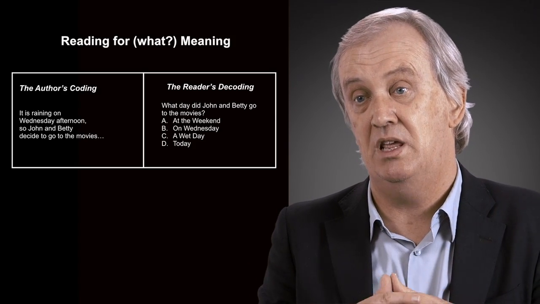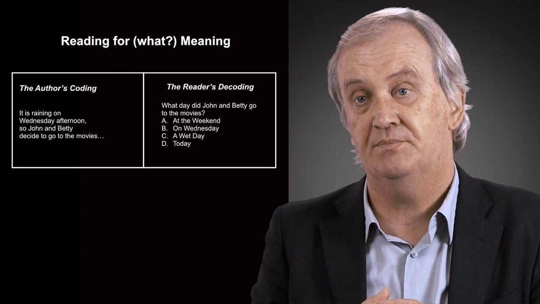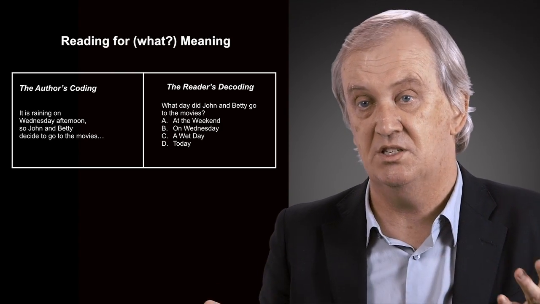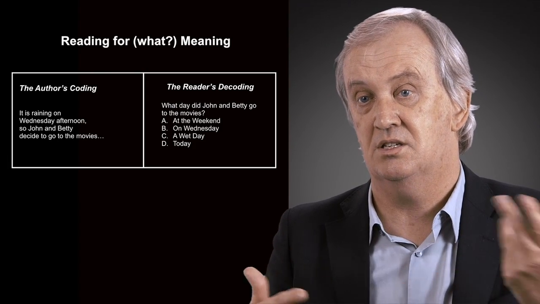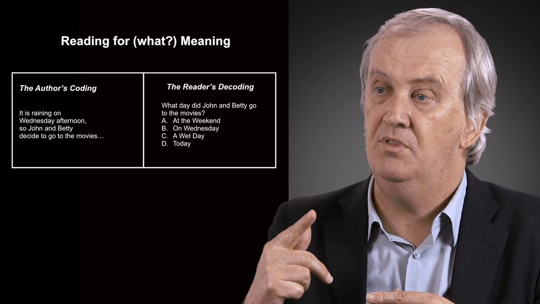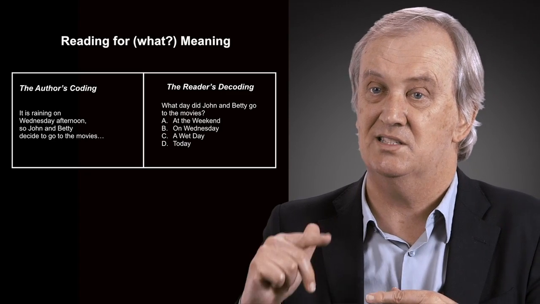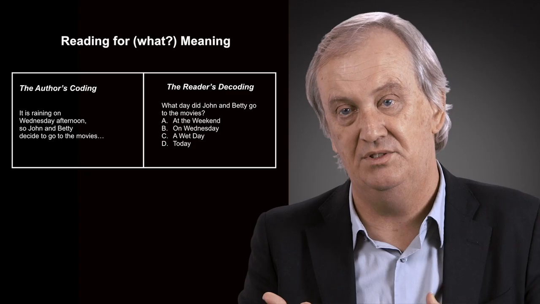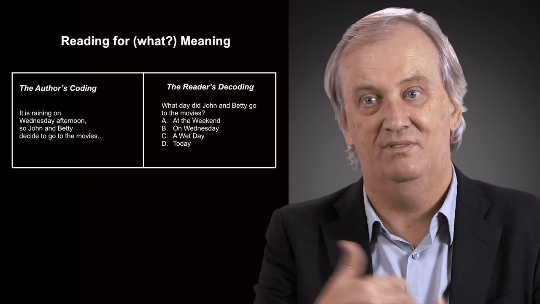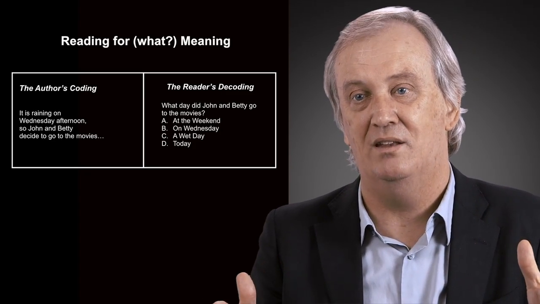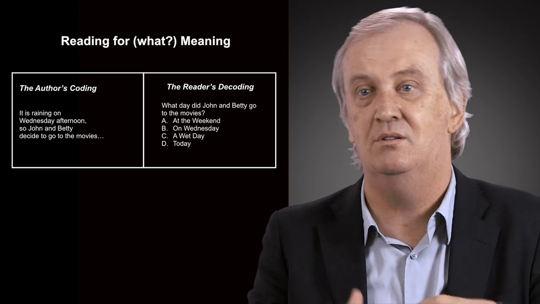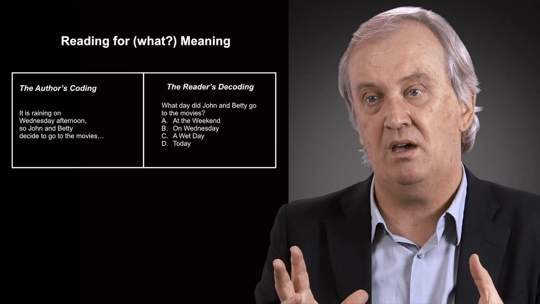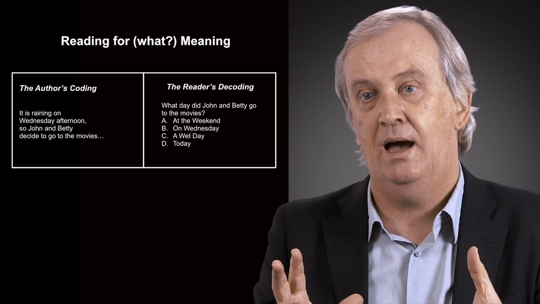Lastly, what about reading for meaning? So what we do is we might have a sentence like, it was raining on Wednesday afternoon, so John and Betty decided to go to the movies. And if the kids are reading that in the class, how do we know that they've understood what it means? So we've got now beyond simple phonemic awareness. We've gone beyond that now, and we're moving to sentences and books and texts in a bigger kind of way. How do we know that?